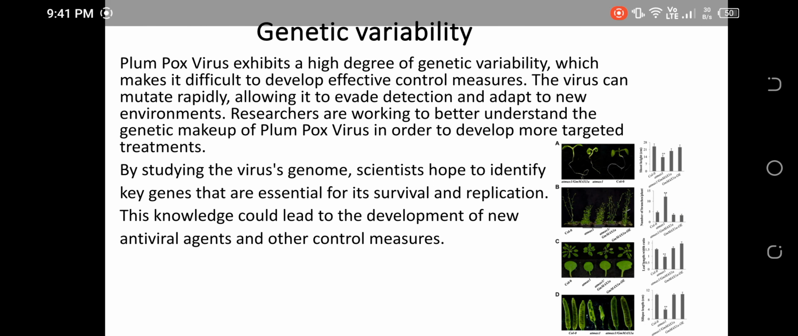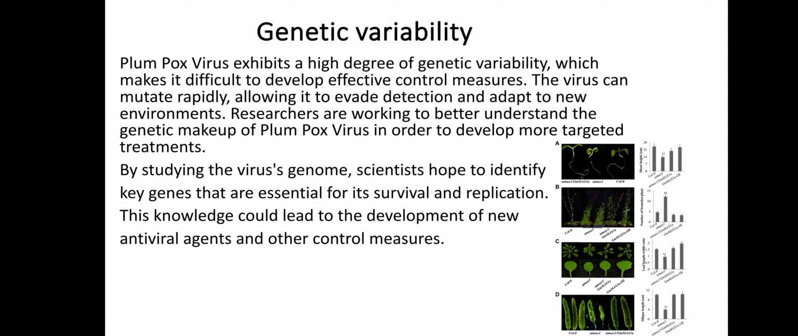The second point is genetic variability. Plum pox virus exhibits a high degree of genetic variability, which makes it difficult to develop effective control measures. The virus can mutate rapidly, allowing it to evade detection and adapt to new environments. Researchers are working to better understand the genetic makeup of plum pox virus in order to develop more targeted treatments.